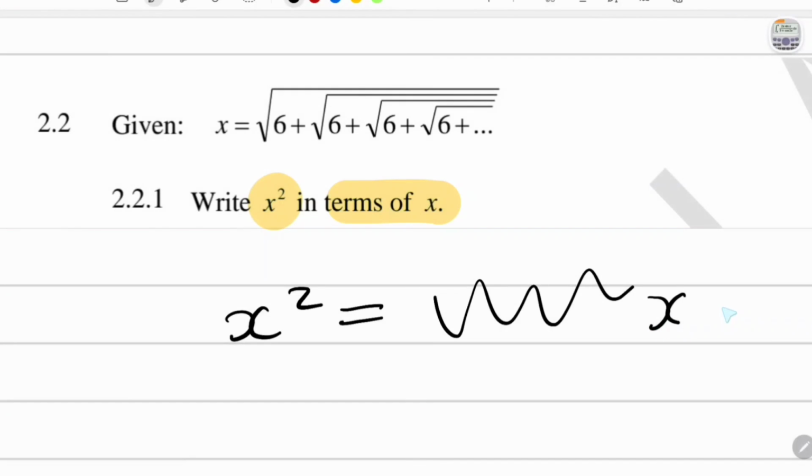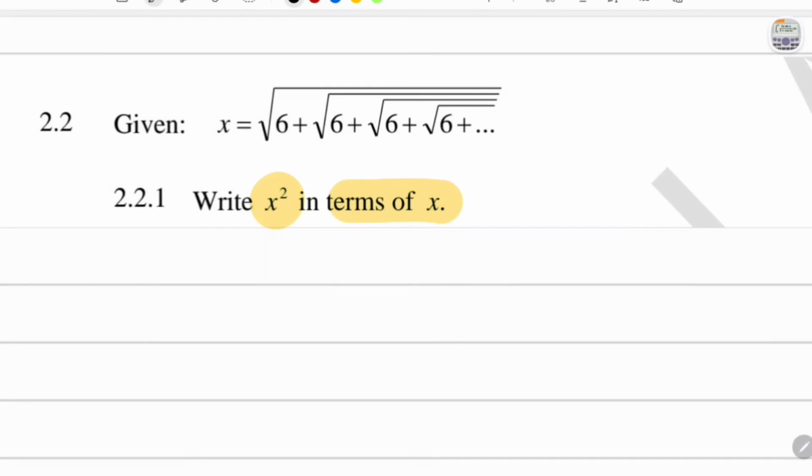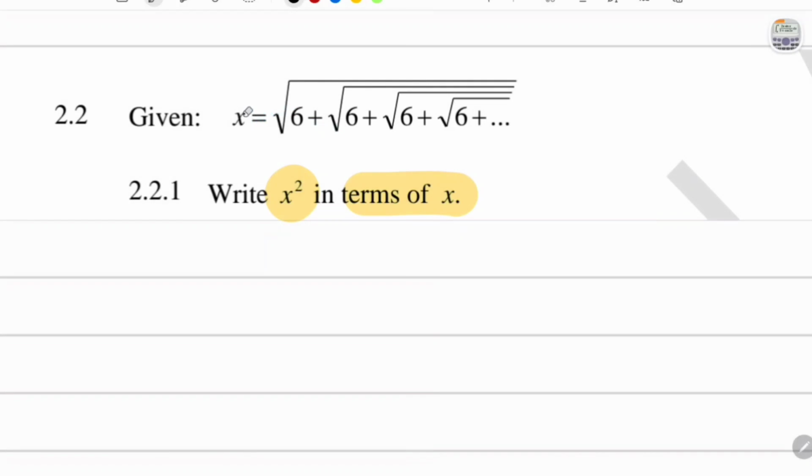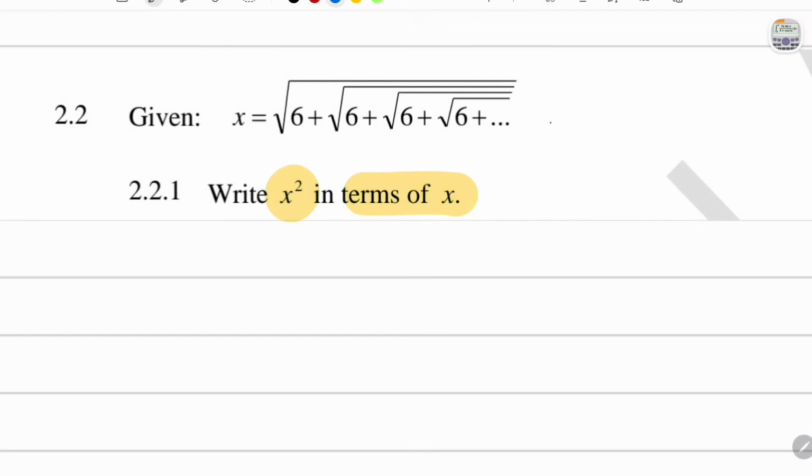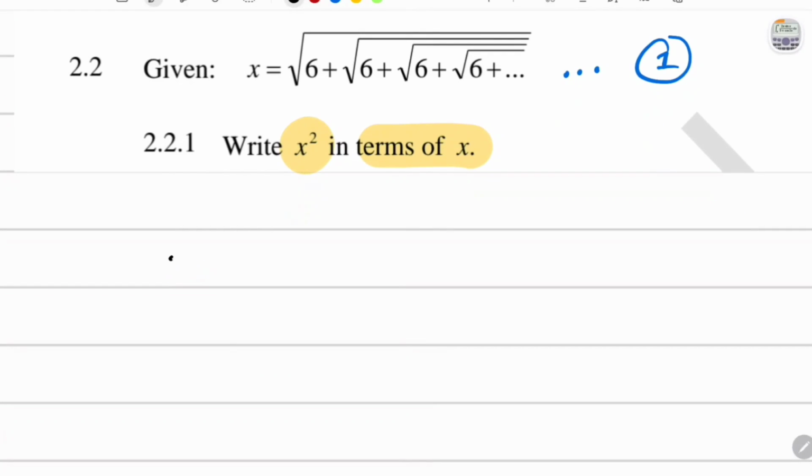So how can we do that with what they gave us? They gave us x is equal to all of this. But remember, x is equal to that. Since we need to write x squared in terms of x, we need to have an x squared in the first place. How do we get that x squared? Well, technically, this is an equation. So what we can do is call this our equation 1, and we're going to formulate equation 2 by creating that x squared. Let me just rewrite this.